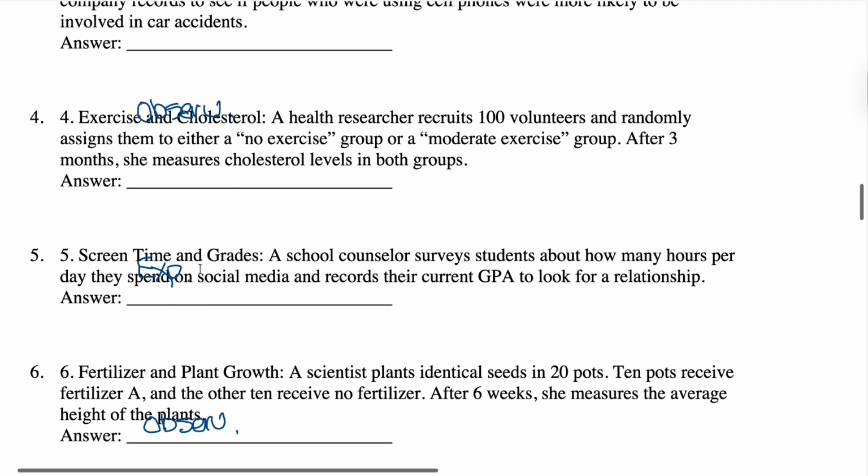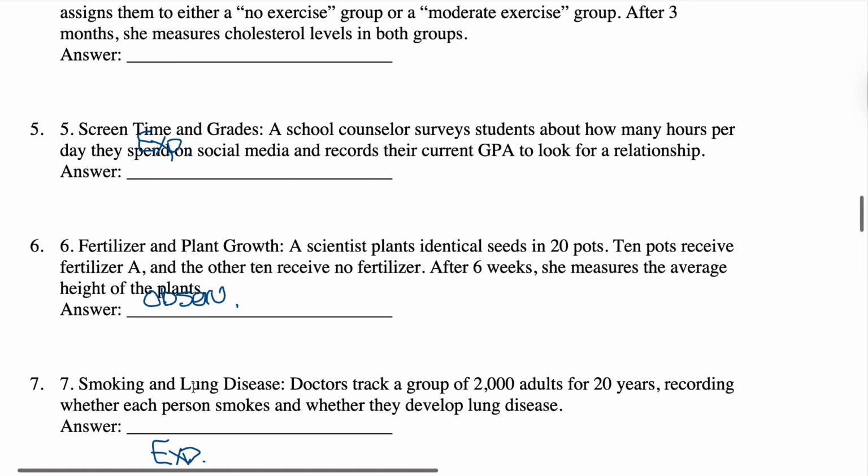5. Screen time and grades. A school counselor surveys students about how many hours per day they spend on social media and records their current GPA to look for a relationship. This will be an observational study. The school counselor didn't do any treatments to the groups.